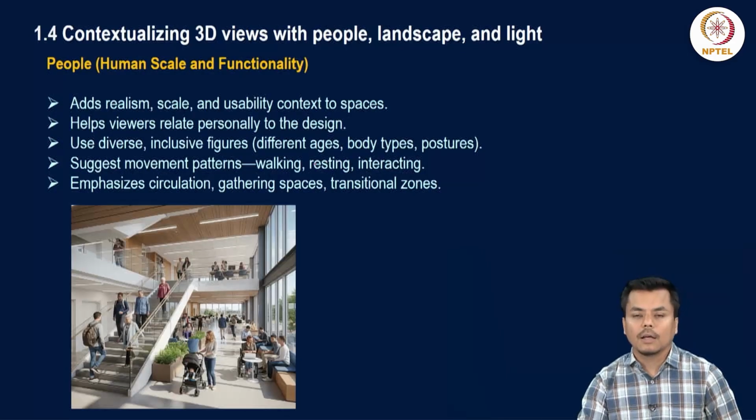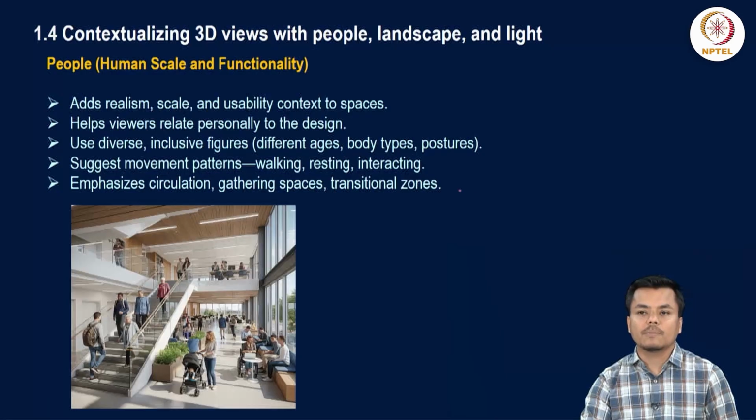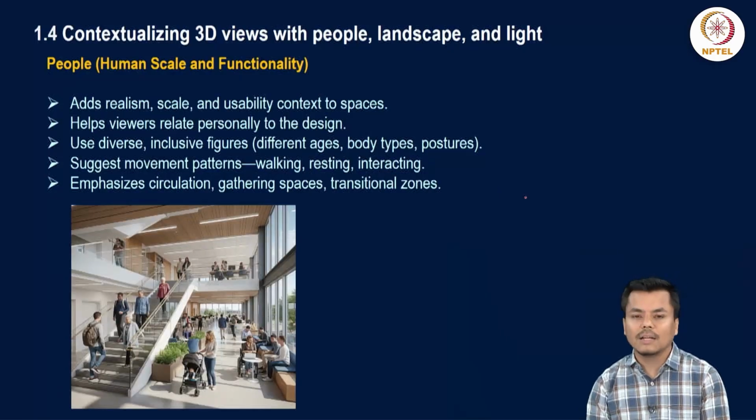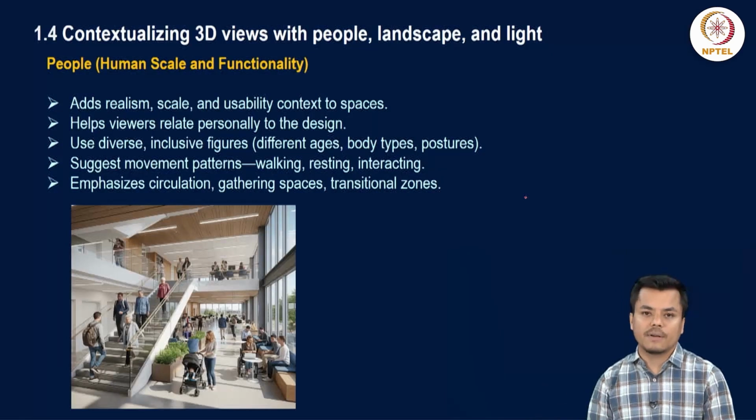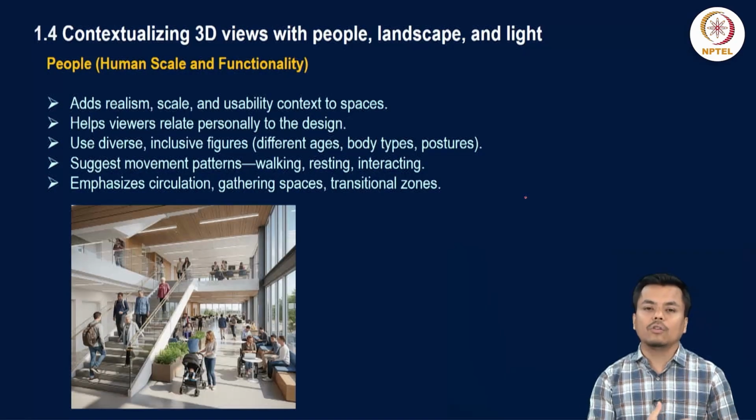Also if you incorporate these elements, it emphasizes circulation, gathering spaces and transitional zones. These zones are often neglected; we just provide a 2 to 3 meter width of corridor and that's it, we don't detail out these spaces. But when you start preparing 3D views, possibly then these things might click, and then you incorporate it in your floor plan as well.